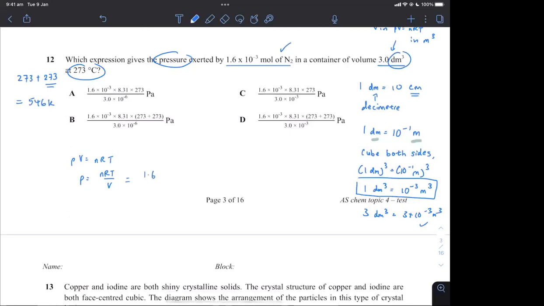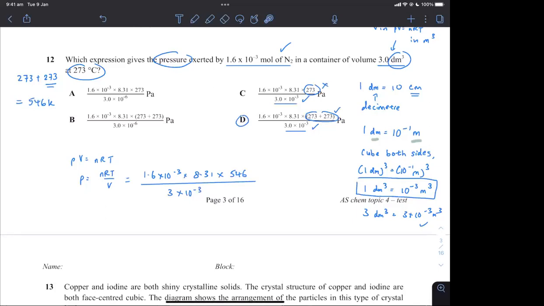The moles is 1.6 times 10 to the minus 3, times 8.31, times 546 Kelvin, divided by the volume, which I got on the far right, 3 times 10 to the minus 3. So I can see 3 times 10 to the minus 3, 3 times 10 to the minus 3. I can see the 273 plus 273. This is still 273, that is wrong. This is the only correct answer there.